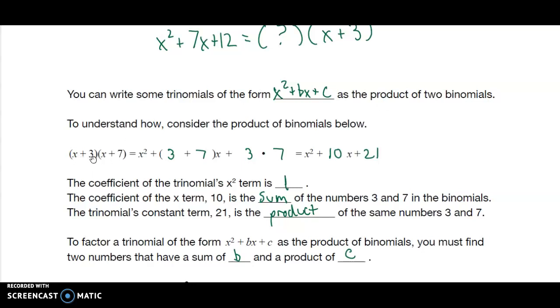So to understand how, let's do this as some regular multiplication. If I give you a question like x plus 3 times x plus 7, we could FOIL it, we could box it, we could use distribution. But either way, we get this answer as a trinomial, x squared plus 10x plus 21. So let's figure out where those parts are coming from for our steps.